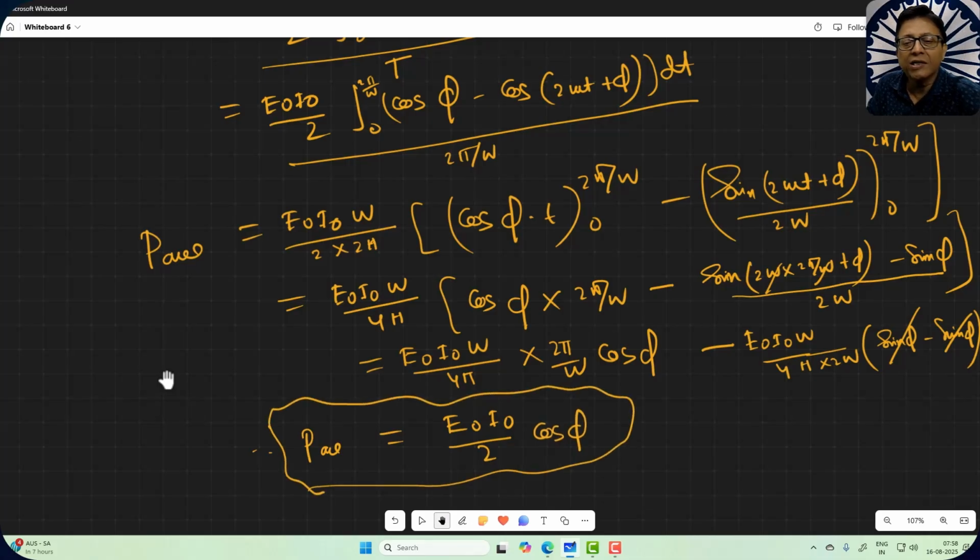This is the final expression for average power of AC circuit where the voltage leads current by an angle phi. Okay.